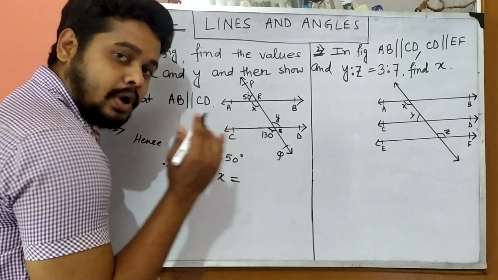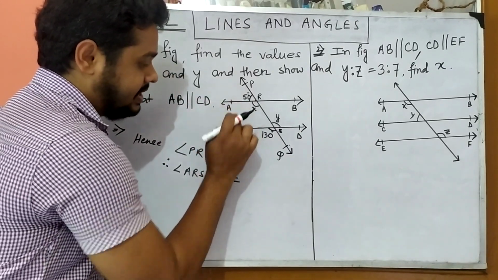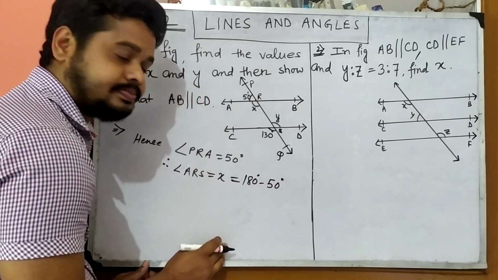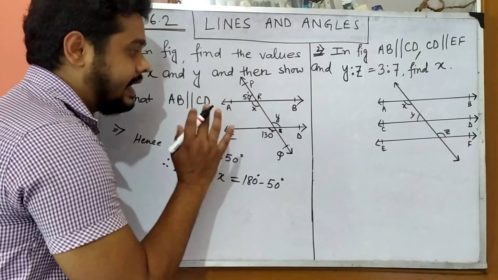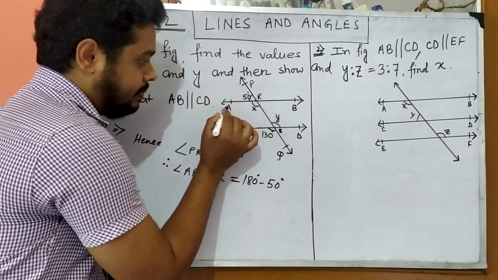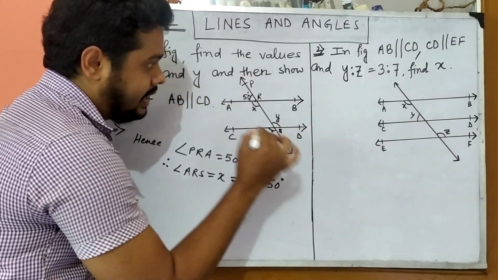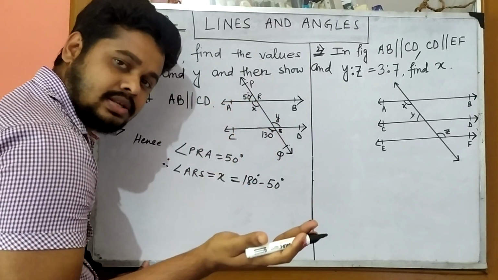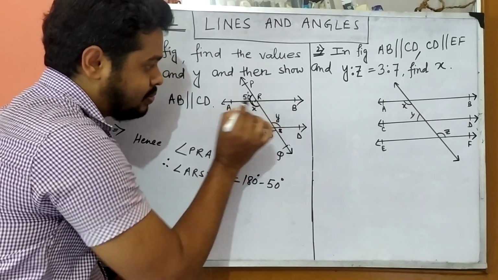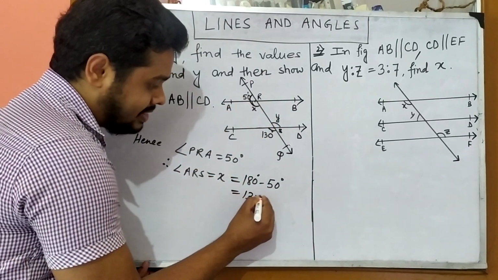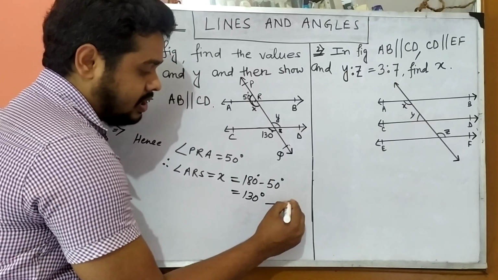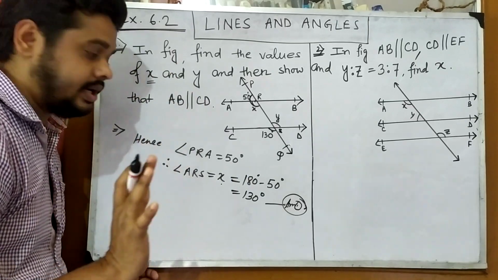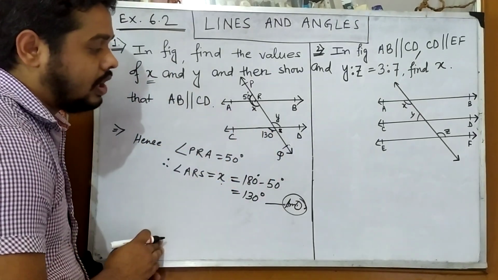By angle sum property, if this is 50 degrees, this one will be 180 minus 50 degrees. Is it clear to you? By angle sum property, because AR is standing on the line PS, the sum of these two angles is 180. If this one is 50, this one is 180 minus 50, that is 130 degrees. So it is answer number 1. Find the value of x. x we already got. Now we have to find the value of y.